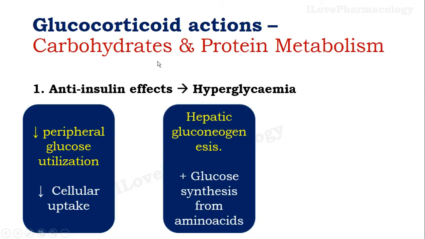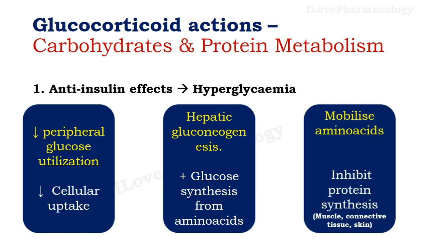The other reason is that glucocorticoids increase hepatic gluconeogenesis because of the stimulation of glucose synthesis from the amino acids. And the third reason is the mobilization of amino acids to the glucose synthesis pathway. It is mainly due to the inhibition of protein synthesis in the muscle, connective tissue and skin. So you can say glucocorticoids have an anti-anabolic action.